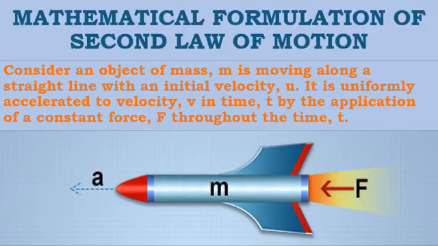That is, we are considering an object of mass m which is moving along a straight line with an initial velocity u. It is uniformly accelerated, and when you have acceleration, there is a final velocity v, and the time taken for the velocity to change, for the acceleration to happen, is going to be time t. So this is the consideration to derive the second law of motion.